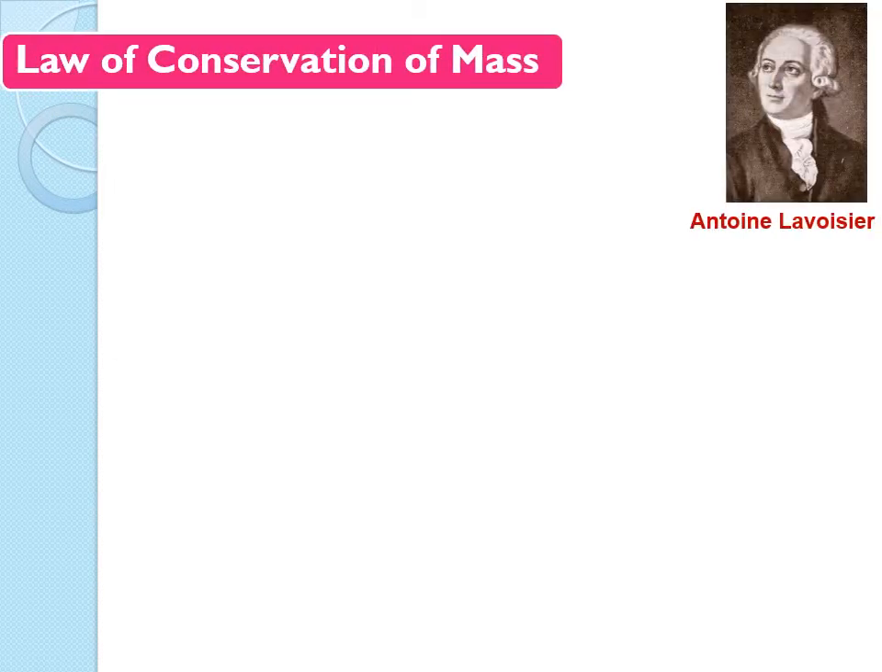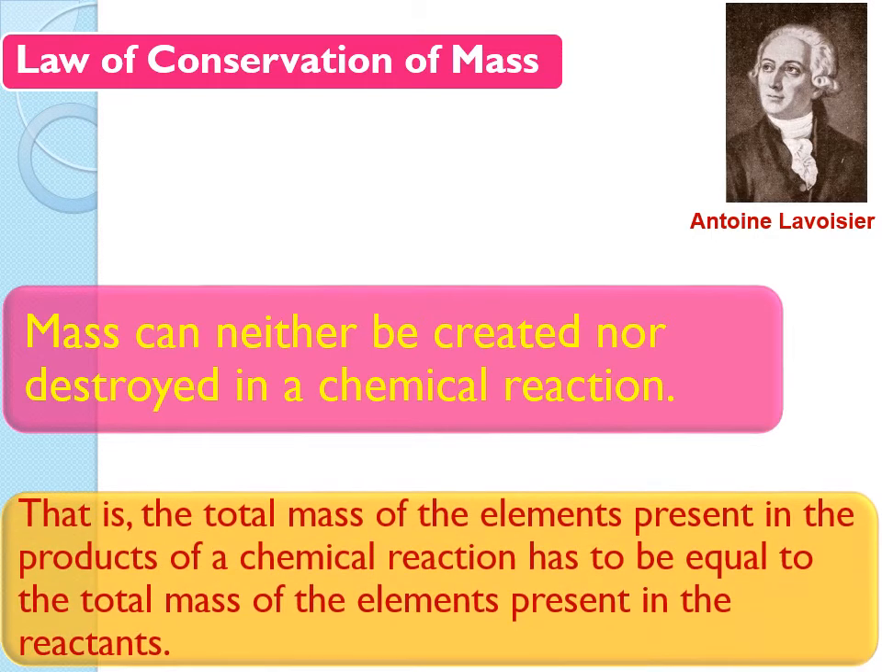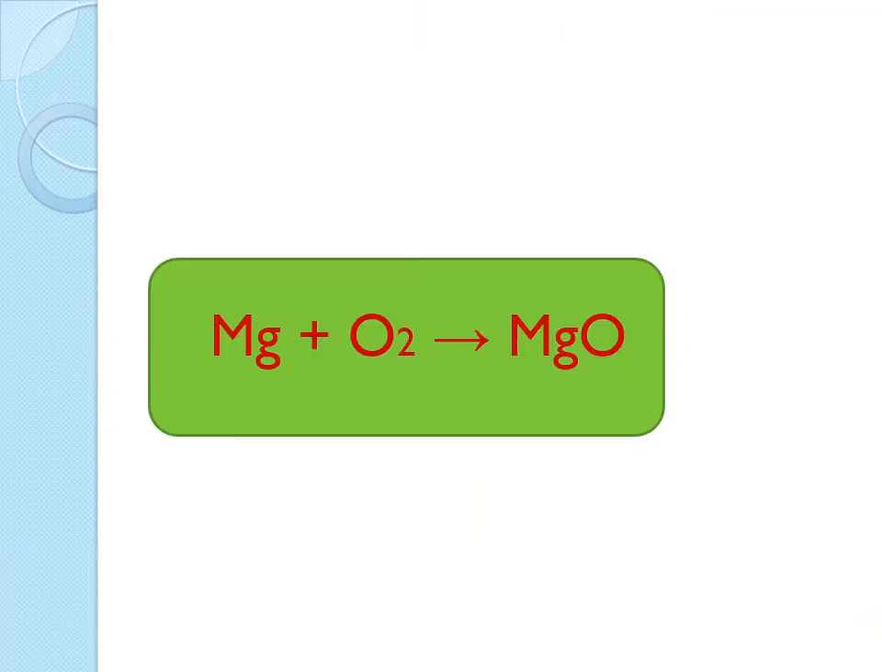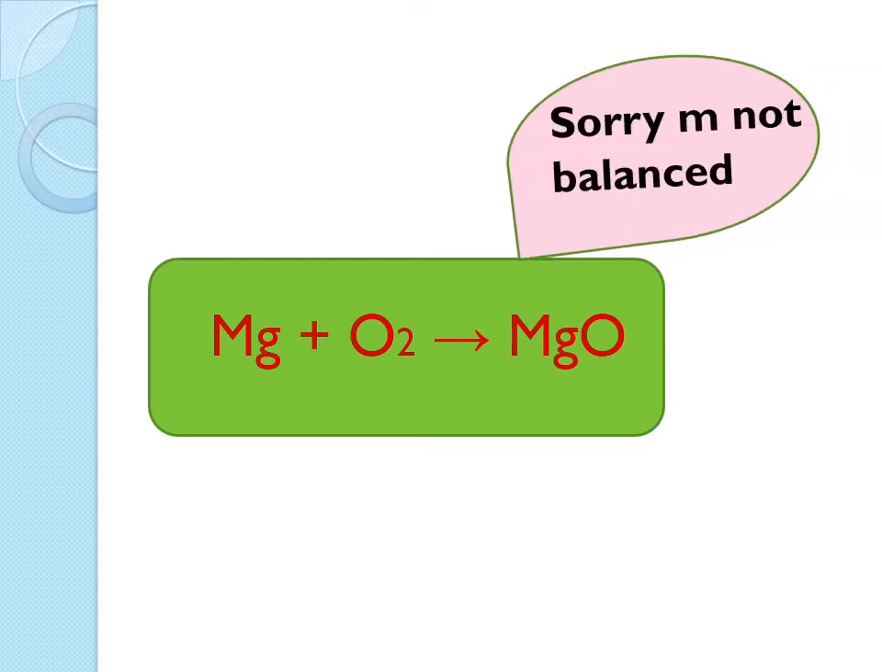As per law of conservation of mass, mass can neither be created nor destroyed in a chemical reaction. That is, the total mass of the elements present in the products of a chemical reaction has to be equal to the total mass of the elements present in the reactants. Let us again take same skeletal chemical equation, and what we observe, this is not balanced. Why it is not balanced? Because number of oxygen left hand side are 2, but right hand side it's only 1, although number of magnesium atom both sides are equal.